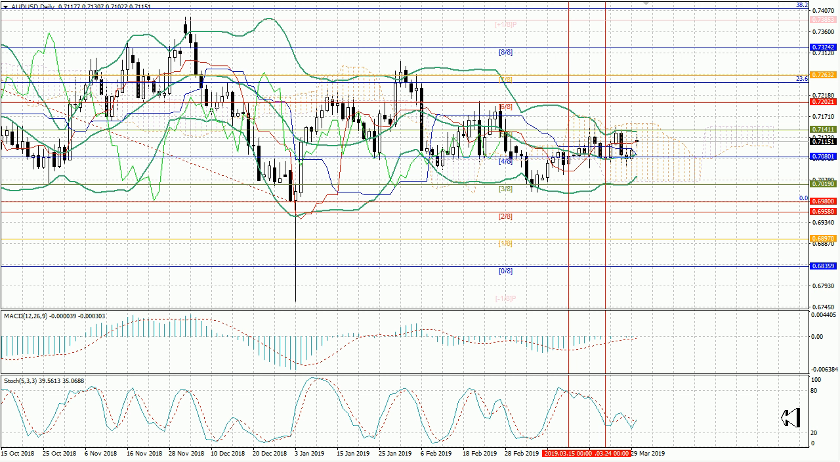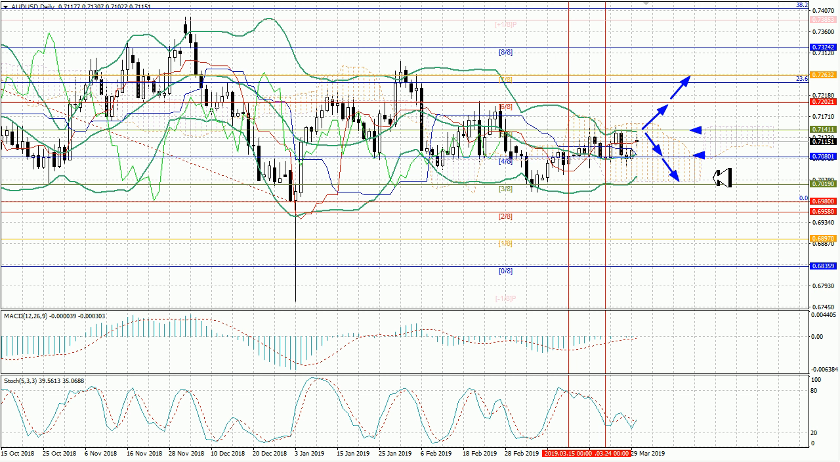A pair of Australian dollar versus American one is trading within the range of 0.7141, 0.7080 for the third week. Currently, the price stands at its upper limit. The consolidation of the price above the level of 0.7141 will let the instrument grow to the levels of 0.7202 and 0.7263. Otherwise, the price may return to the levels of 0.7080 and 0.7020.